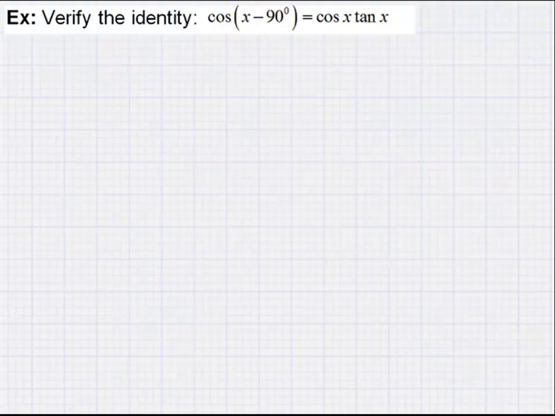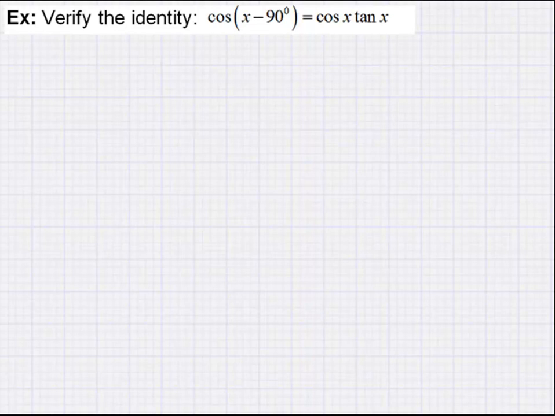The last thing we'll go back to here is the verify the identity type question. Make one side turn into the other side. These are a little bit harder now because you have more to work with. You have your reciprocal, you have your quotient, you have your Pythagorean, you have your even odd identities, which we worked with before. Add to that list the sum and difference identities and the cofunction identities, and any one of those things can be used.